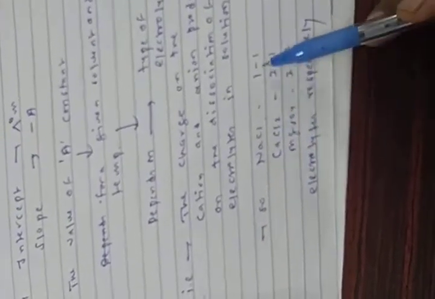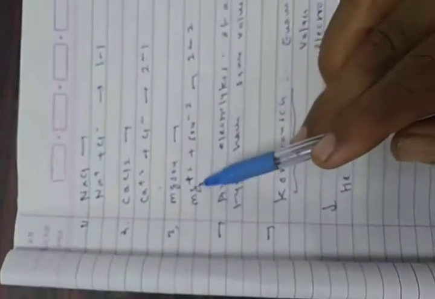As examples, NaCl, CaCl2 and MgSO4 are 1-1, 2-1 and 2-2 electrolytes respectively. NaCl means Na plus, Cl minus, so 1-1. CaCl2 is Ca 2 plus, Cl minus 1, so 2-1. MgSO4 is Mg 2 plus, SO4 2 minus, so 2-2. So all electrolytes of a particular type have the same value for A.